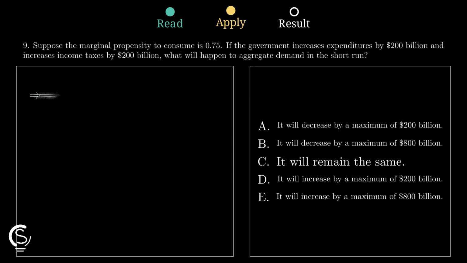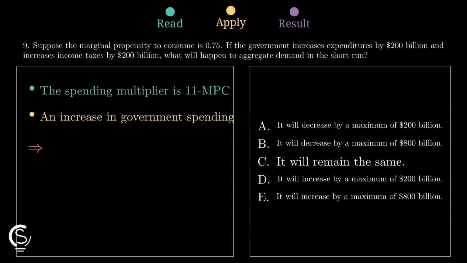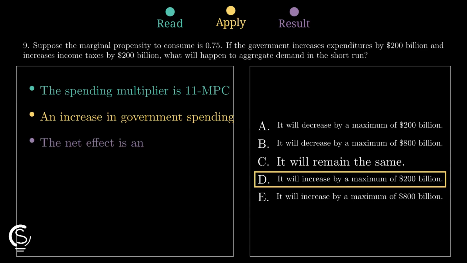Next, we find the tax multiplier, which is negative MPC divided by 1 minus MPC. That gives us negative 3. Multiplying both by 200 billion shows the individual impact of each. Finally, add the $800 billion increase to the $600 billion decrease. This leaves a $200 billion net increase, making option D correct.